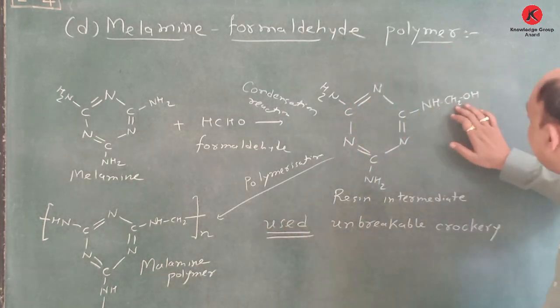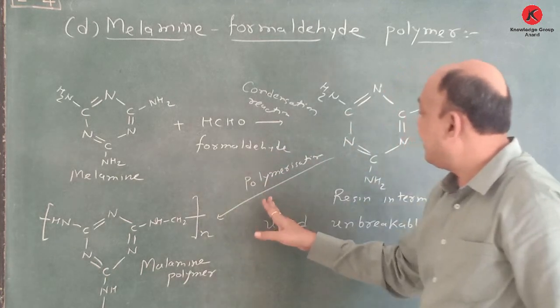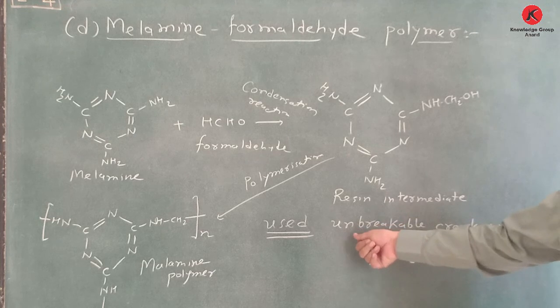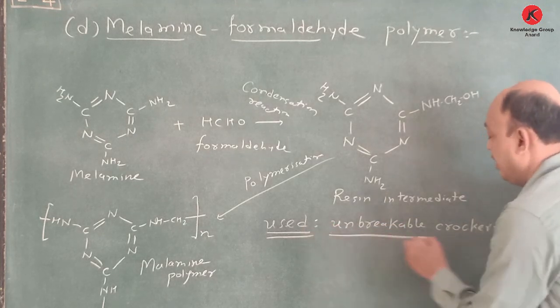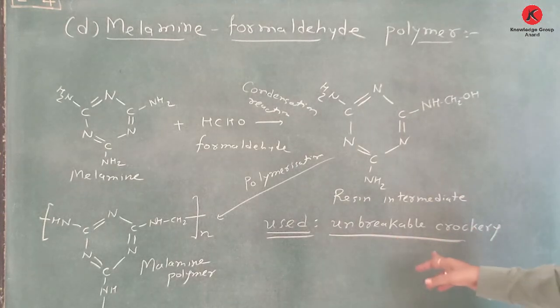Remember, here NHCH2OH, and H plus is replaced. So here melamine polymer is obtained. The use of this is unbreakable crockery, the manufacture of unbreakable crockery. Okay, so it's used in the manufacture of unbreakable crockery.